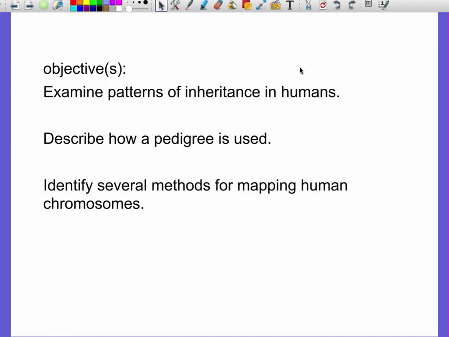All right, this is the fourth and final section for Chapter 7 in biology over human genetics and pedigrees. Your objectives in this video are to examine patterns of inheritance in humans and also to describe how a pedigree is used.